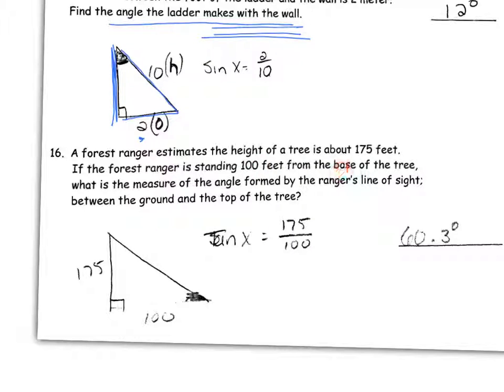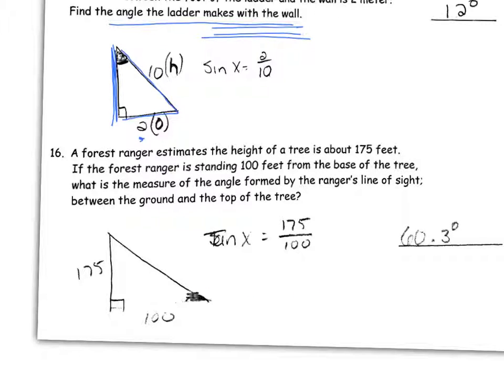Forest ranger estimates the height is about 175. He's standing 100 feet from the base. What is the angle measure formed by the ranger's line of sight? So he's here between the ground and the top of the tree. So right here. Again, I need to see these equations. Some of you had the degrees right for both of these, but I'm not seeing your work. I need to see this.